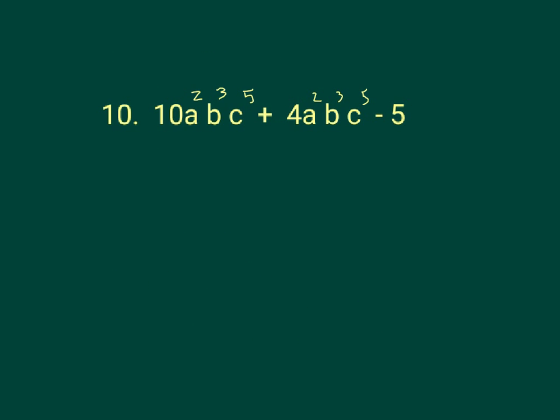10a squared b to the 3rd c to the 5th plus 4a squared b to the 3rd c to the 5th. These terms are like each other, same variables, a, b, c, second power, third power, fifth power. We can add 10 and 4. And when you do, you get 14. Variables don't change, a squared, b to the 3rd, c to the 5th. No terms are like the constant, 5, so it just hangs out there. That's the answer, 14a squared, b to the 3rd, c to the 5th, minus 5.